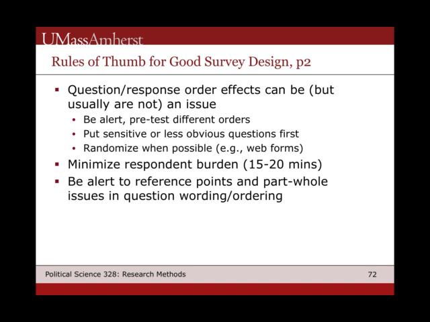Minimize respondent burden, particularly in online surveys, to 15 to 20 minutes. And be alert to issues that we discussed in earlier lectures, like reference points, part-whole issues in question wording, anchoring effects, right? All the types of question effects. As long as you're alert and aware of what's going on, there are better things. So if you're choosing numerical quantities in your response options, as I said before, try to conform to a somewhat normal distribution in how you're grouping these response options.